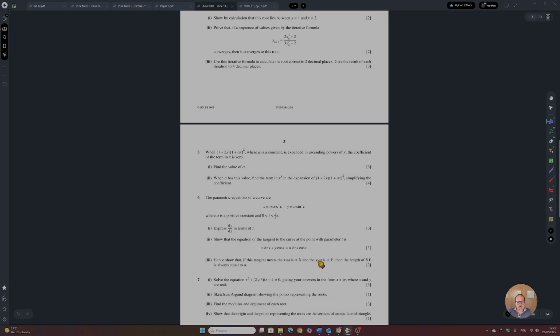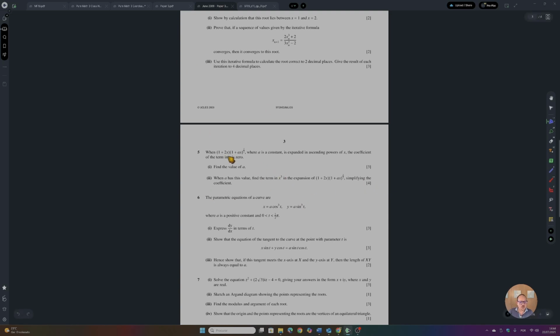Let's see another one. June 2009, paper 3. It's question 5. When (1 plus 2x) times (1 minus ax) to the power of 2/3, where a is a constant, is expanded in ascending powers of x, the coefficient of the term in x is 0. Find the value of a. I'm reading this question on purpose, and you're going to understand why in a bit. When a has this value, the one that you got over there, find the term in x cubed in the same expansion, simplifying the coefficient.